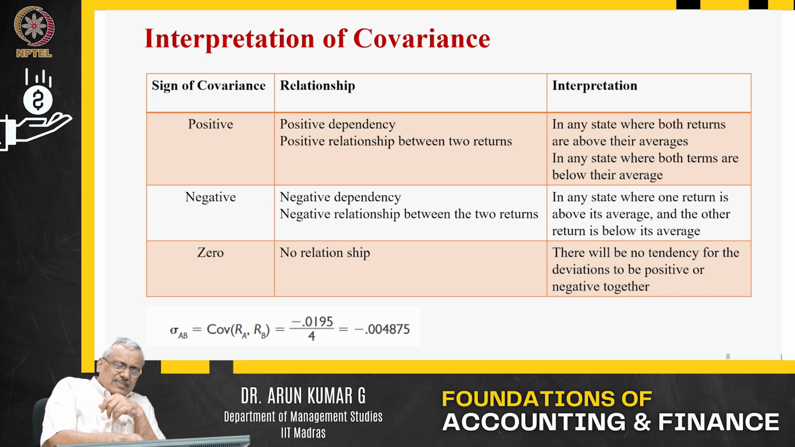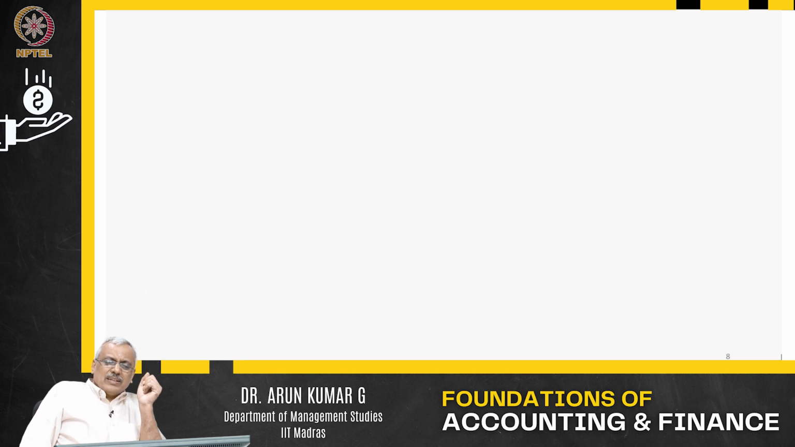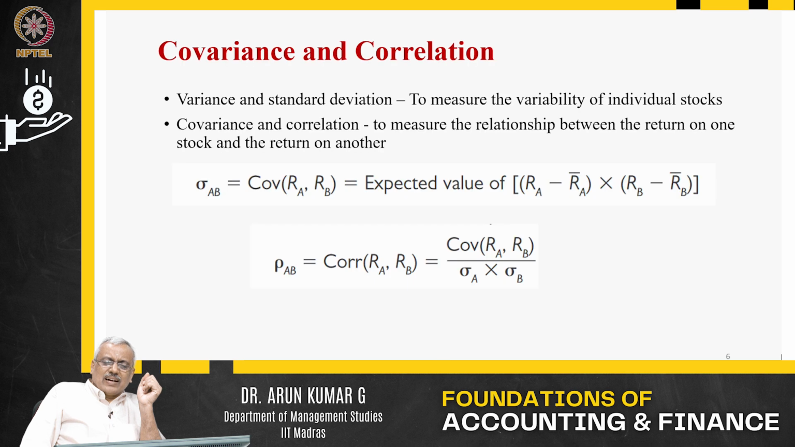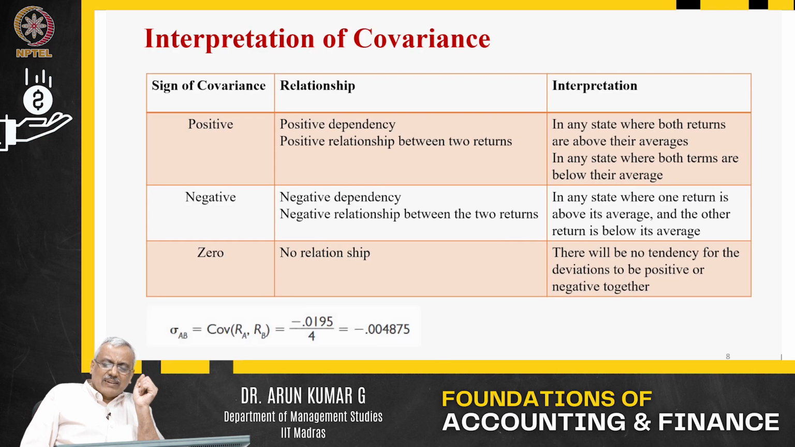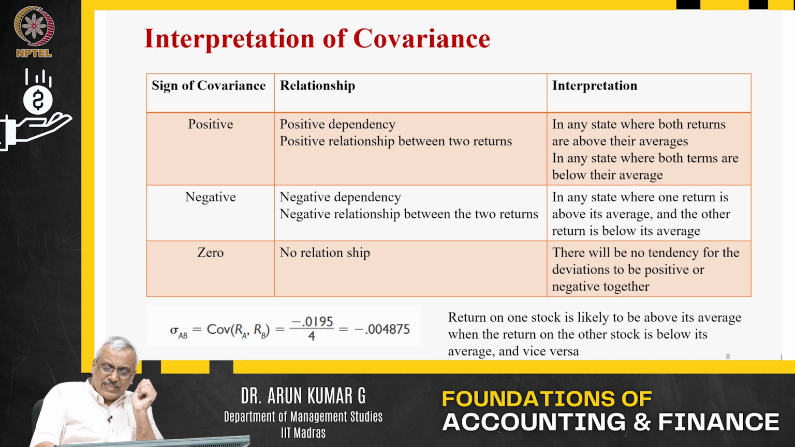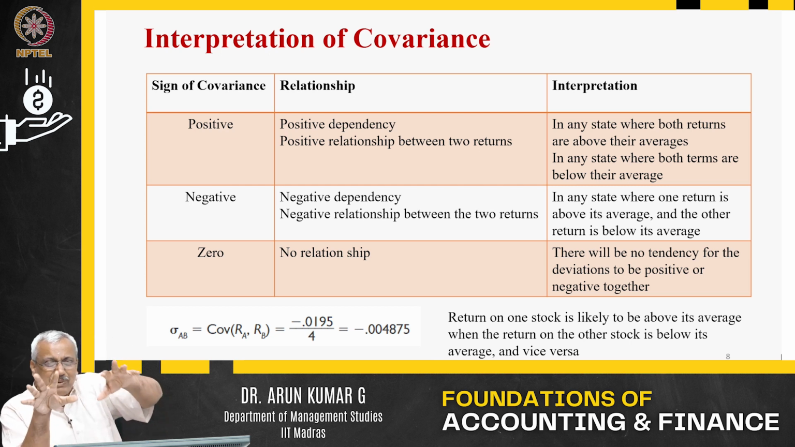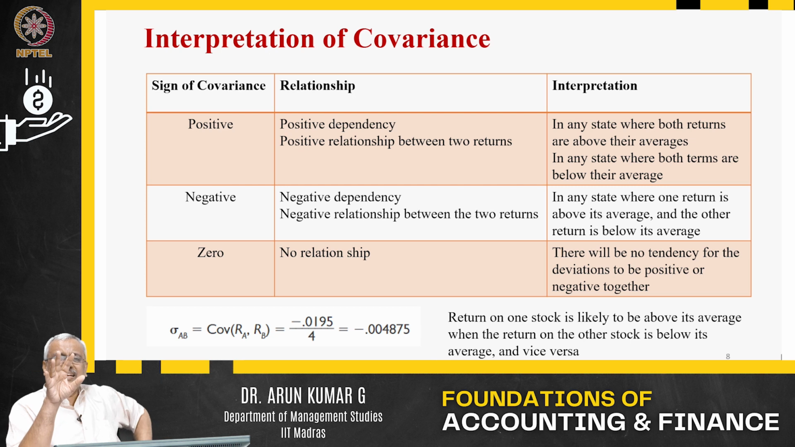Sir, what is this number? This is exactly the number that we obtained in the previous example, because this is the formula we used, and based on the formula we arrived at this number, the covariance of two stocks. The return of one stock is likely to be above its average when the return of the other stock is below its average, and vice versa, because they have a negative dependency on each other.